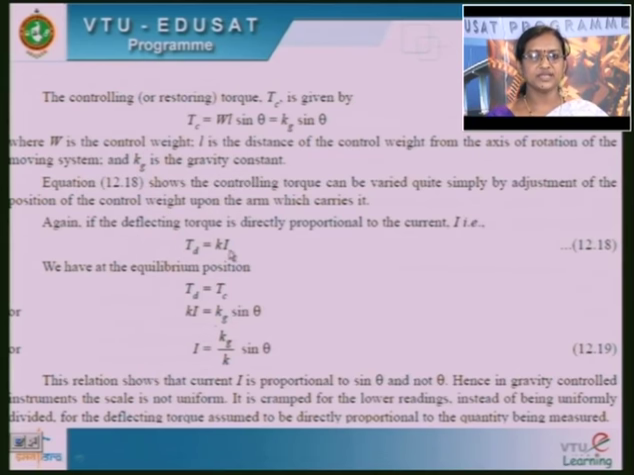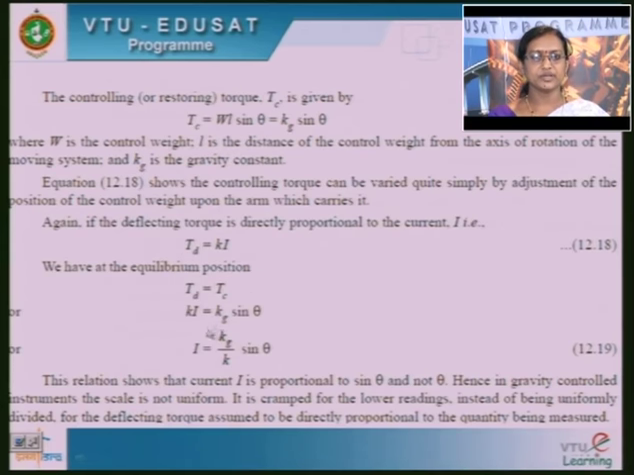And we know that TD is directly proportional to I, that is why we represent TD equal to KI. When we consider the equilibrium condition, TD is exactly equal and opposite to TC, and that is called the balance condition. When TD is equal to TC, we have TD equal to K into I, and TC equal to Kg into sin theta.